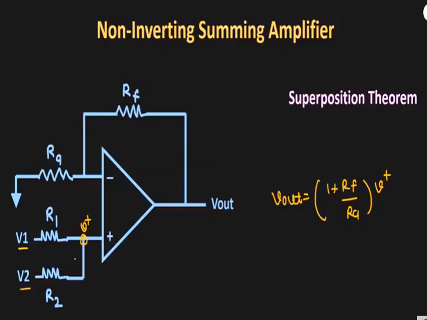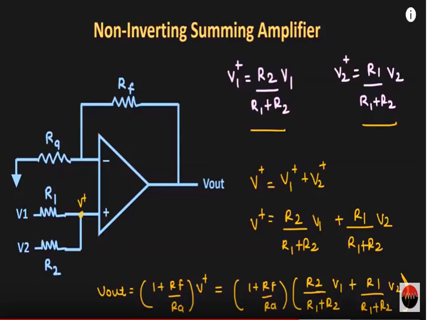If I give the voltage sources like this, we all know that for the non-inverting terminal, the output is Vout equal to (1 plus RF by RA) into V plus. V plus is nothing but the voltage produced due to V1 and V2. We'll see how we can obtain it.